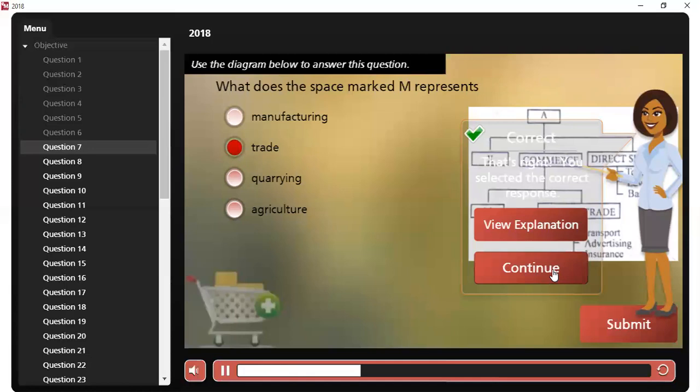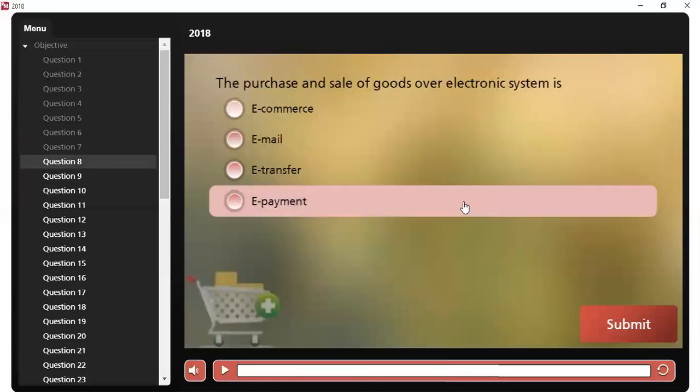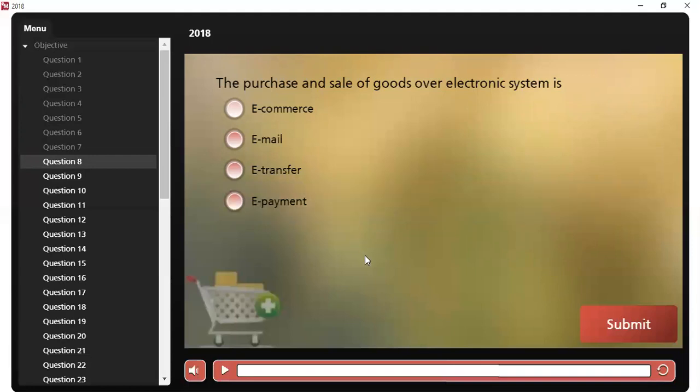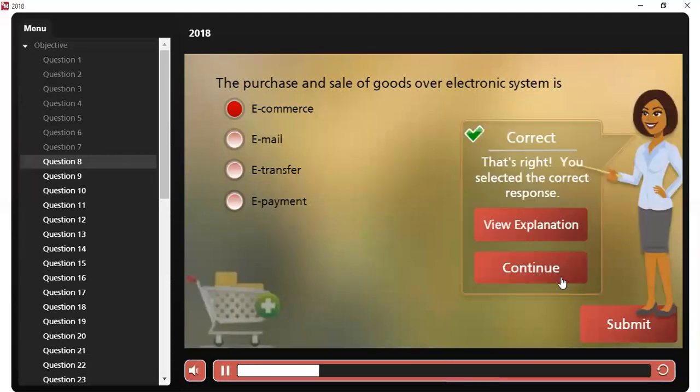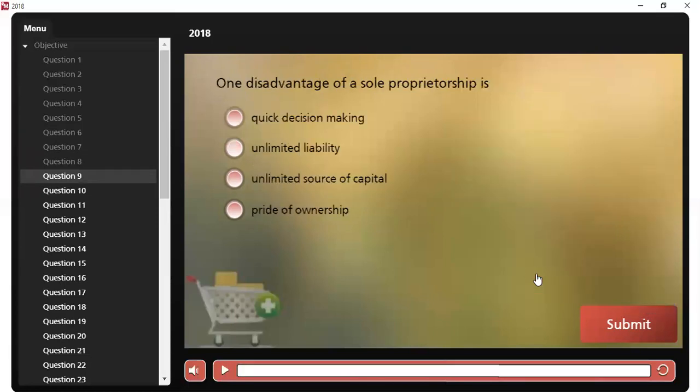Okay, question 8. The purchase and sale of goods over electronic system, is it e-commerce, email, e-transfer, or e-payment? I think this is quite common. Our right answer is A, e-commerce. So let's submit this. Don't forget the meaning of e-commerce. It refers to the sale of goods over an electronic system.